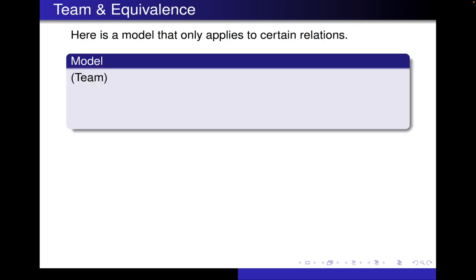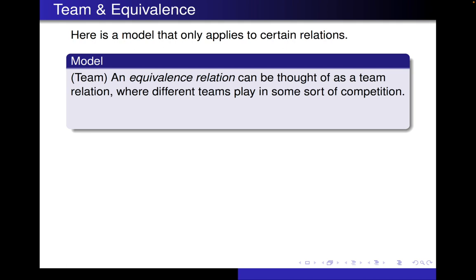So this is a team model. What I want to do is think of what types of relationships you have when it is thought of as a team relation. In other words, where you have a situation where you have different teams playing in some sort of competition. And in this case, I want to say that A is related to B when A and B are on the same team.